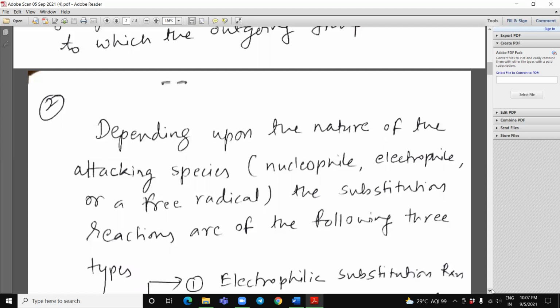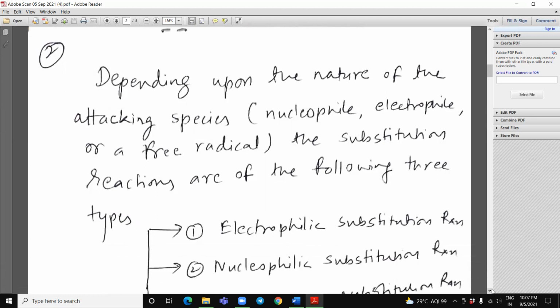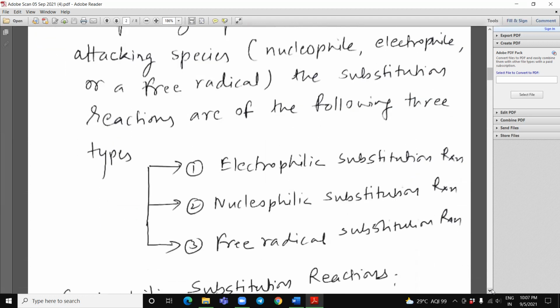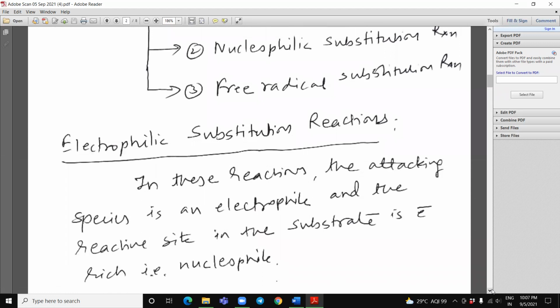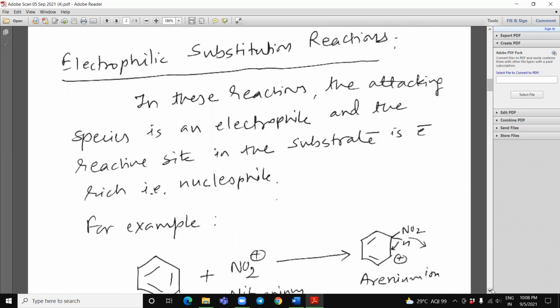Depending upon the nature of the attacking species, that is, it may be nucleophile, electrophile, or a free radical, the substitution reactions are of following three types: electrophilic substitution reaction, nucleophilic substitution reaction, and free radical substitution reaction. Electrophilic substitution reaction. In these reactions, the attacking species is an electrophile and the reactive site in the substrate is electron rich, that is nucleophile.